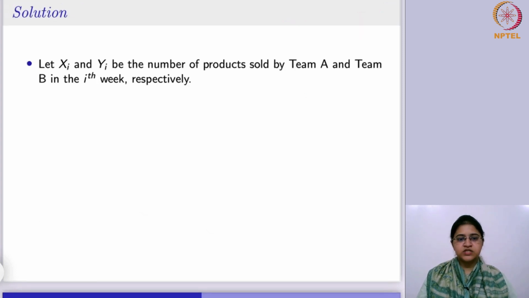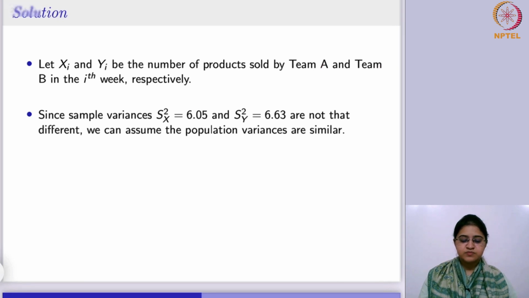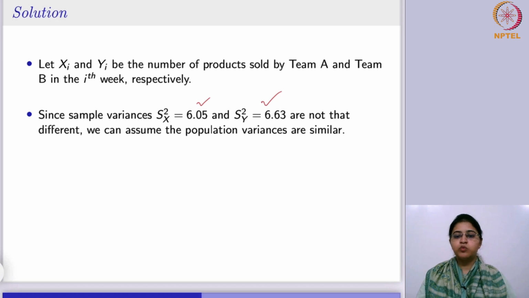So let us see what the solution is. We have assumed that xi and yi are the number of products, so team A is xi and team B is yi. The sample variances in this case are very close to each other, 6.05 and 6.63. They are not very different, so you can assume that the population variances are similar. Once you have made this observation, you can use your pooled t interval. Had they been different, you would not have been able to use this result, because in that case you would be using the other result which we are going to see next.